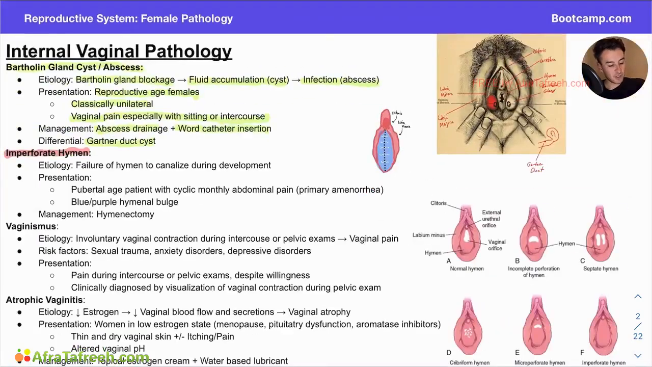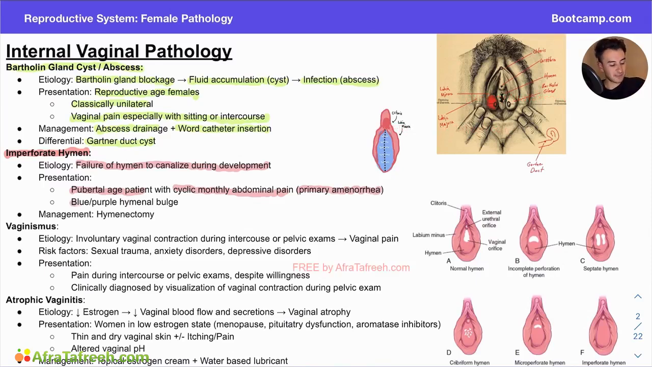So in terms of review of our imperforate hymen, it's going to be failure of our hymen to canalize during development, and this is going to present as a pubertal age patient with cyclic monthly abdominal pain. This is technically a form of primary amenorrhea because even though they are initiating and having their menses internally, this is not able to be finished by actually pushing those products out of the vaginal orifice.